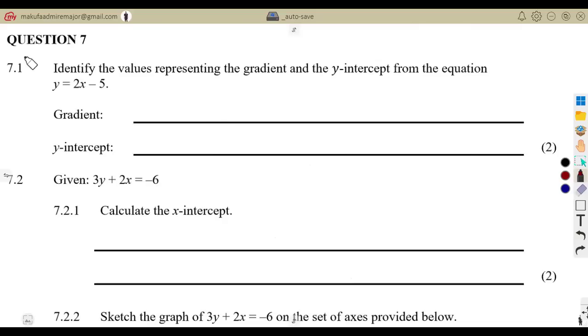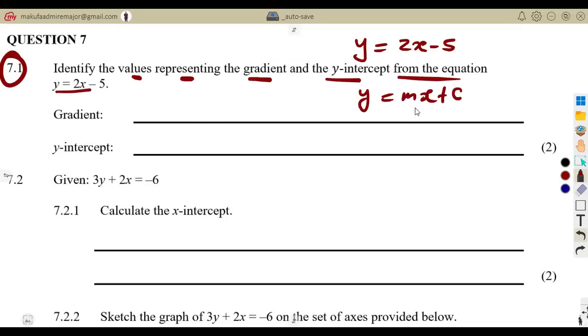On question number 7, you were given to identify the values representing the gradient and the y-intercept from the equation. Remember, this is y equals mx plus c. So m is the gradient, the number that is affecting x. M is the gradient. Remember that. M is the coefficient of x. So what is representing the y-intercept? That is our c.